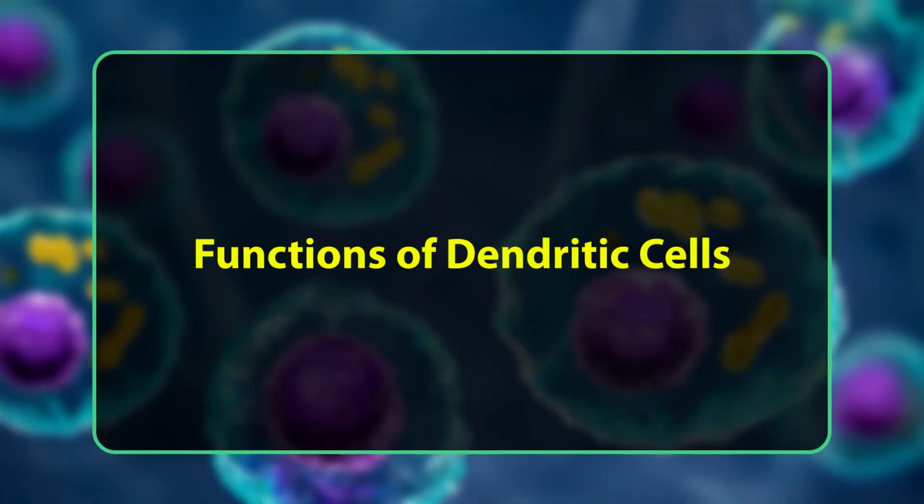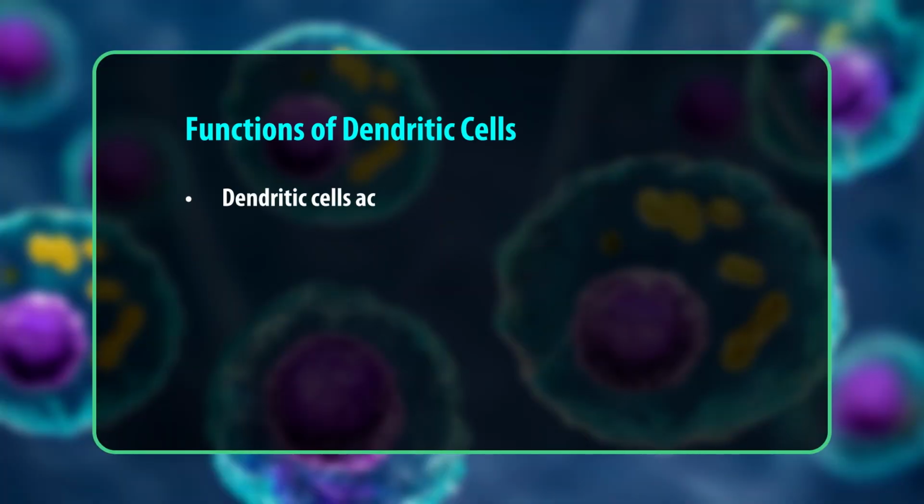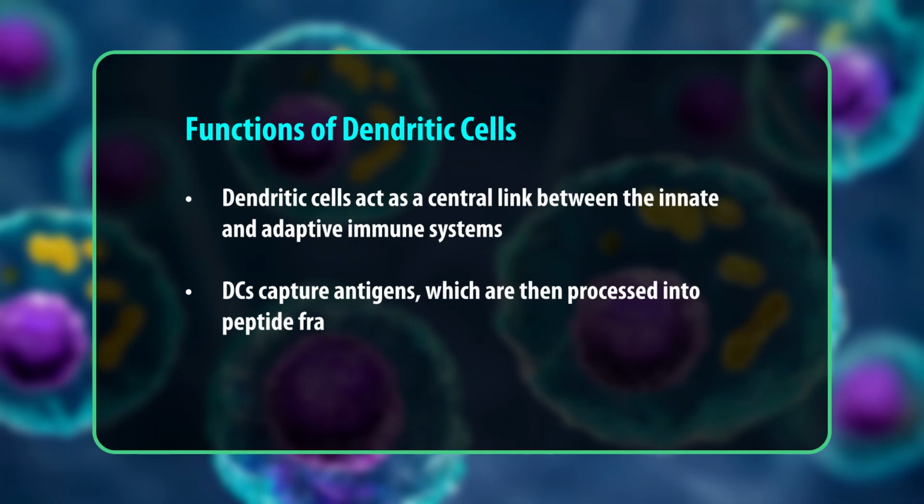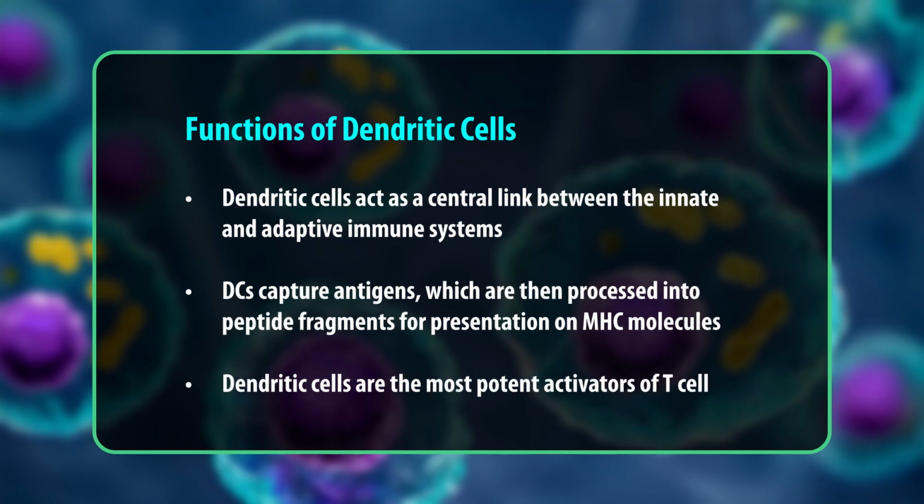Now, functions of dendritic cells. Dendritic cells act as a central link between the innate and adaptive immune systems. Dendritic cells capture antigens which are then processed into peptide fragments for presentation on MHC molecules. Dendritic cells are the most potent activators of T cells.